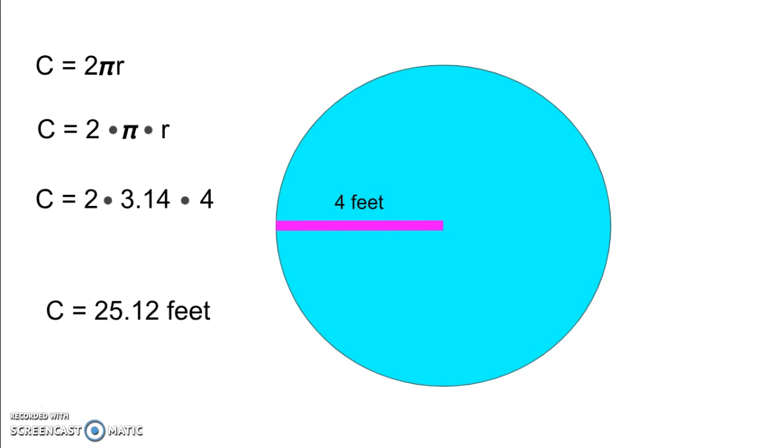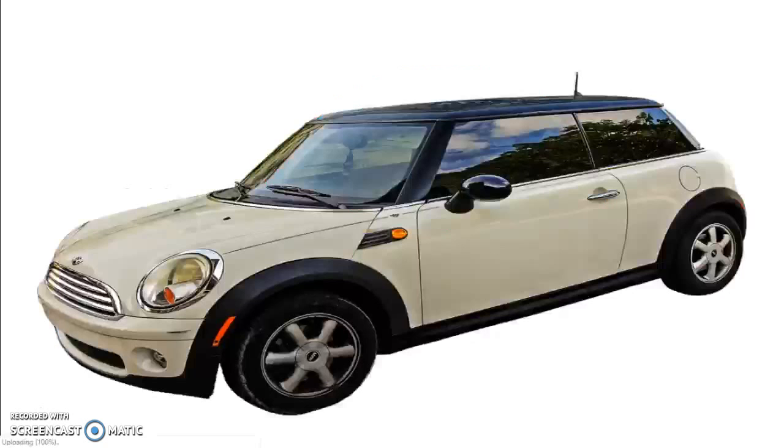So we take our diameter, we take our radius, whatever data it gives us, and we use the appropriate formula. In this way, we can measure around the circle. It's like the perimeter, but since a circle is so special, we call it the circumference.